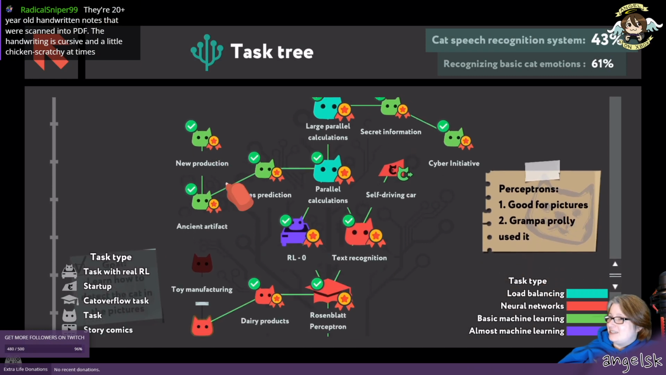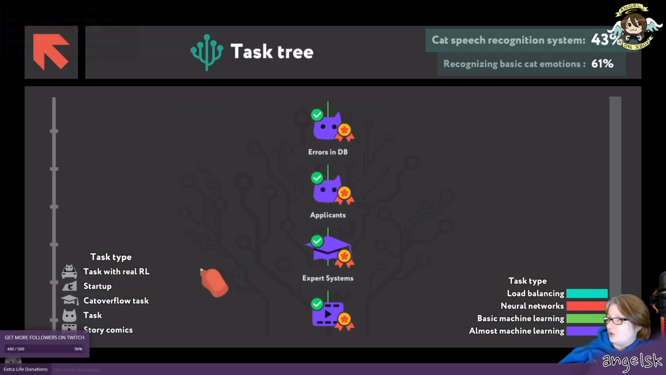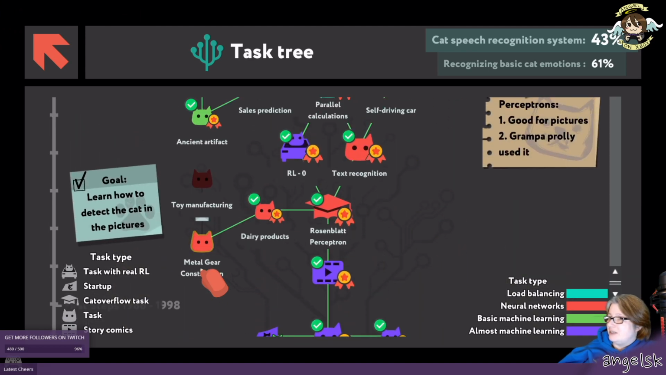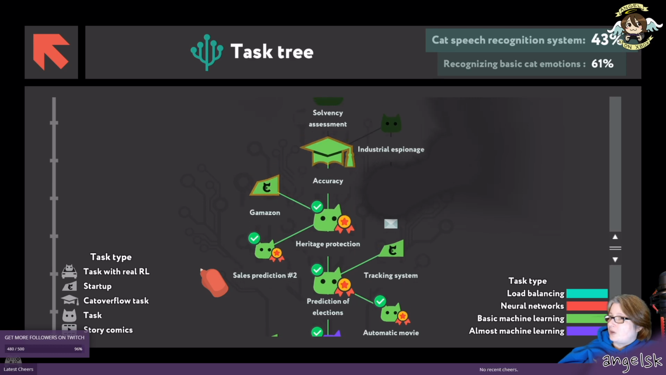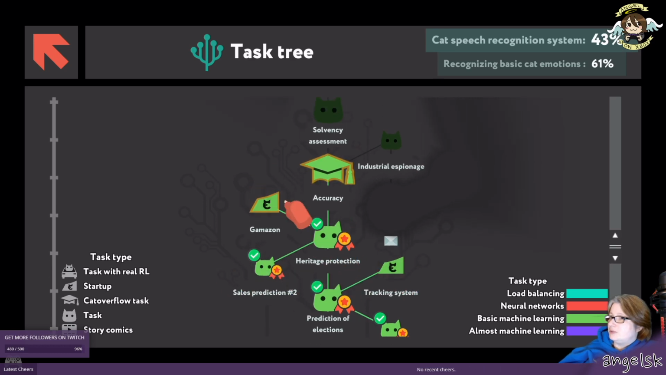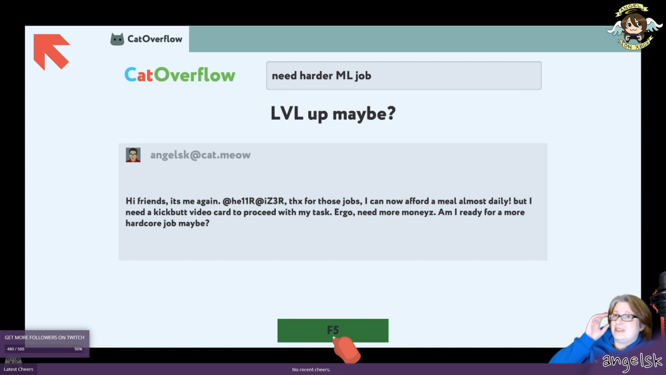There we go. Alright, so the only ones we've not got a gold in are the ones we've actually not completed, which makes it easier to see. We've got 2 startups. Let's do accuracy, because it's a little comic-y thing.